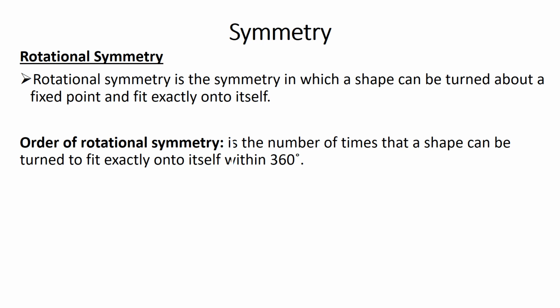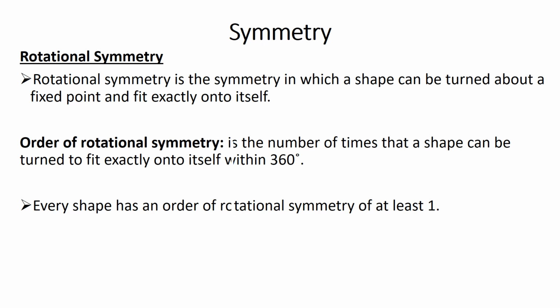What this simply means is you get a shape, then as you turn it, the number of times that it appears like the way it was originally is what is called the order of rotation symmetry. However, when you turn it and it reaches the same position as it was before, you end there. When you turn it such that it reaches the same position it was before, we say it has turned 360 degrees.